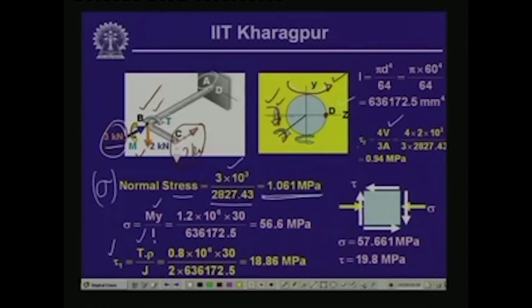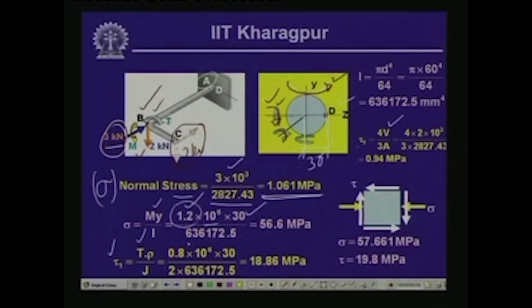Now, the bending stress is equal to My by I. The bending moment, as we have seen, is the 3 kilonewton horizontal load times 0.4 meter, which is the lever arm. So 3 times 0.4 gives 1.2 kilonewton meter as the bending moment. So, 1.2 into 10 to the power 6 into y, where y is 30, because we are computing from the neutral axis at a distance equal to 30.